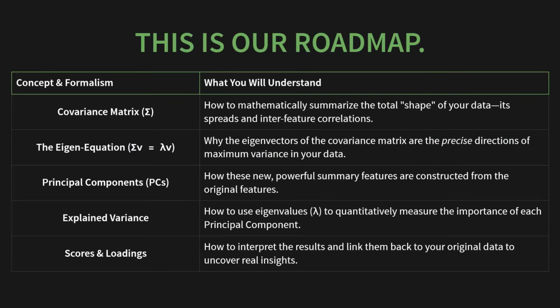Now we go straight to the core engine. This is our roadmap. By the end of this course, you will understand all of this. You'll get the covariance matrix, or sigma, and know how it mathematically summarizes the total shape of your data. You'll master the eigenequation, that's sigma v equals lambda v, and see why its eigenvectors are the precise directions of maximum variance. We'll then use those to build the principal components themselves. We'll even learn how to use eigenvalues, or lambda, to measure the importance of each component. And finally, we'll interpret everything using scores and loadings to uncover real insights.